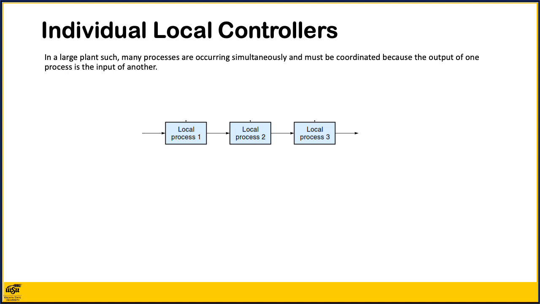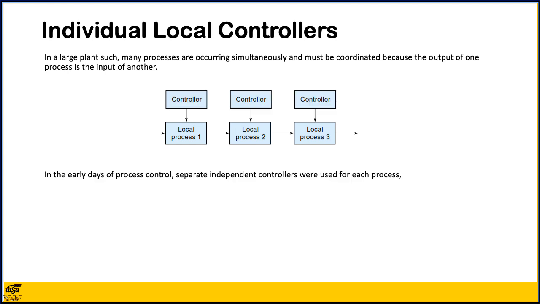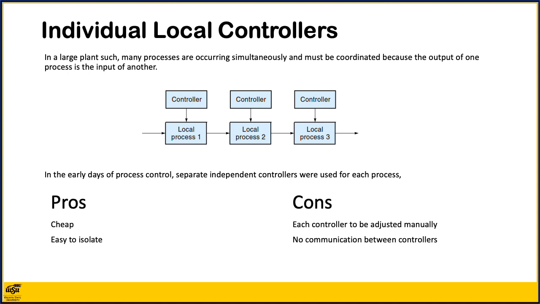In a large plant, such as a refinery, many processes are occurring simultaneously and must be coordinated because the output of one process is the input of another. In the early days of process control, separate independent controllers were used for each process. This system is cheap and easy to isolate for local maintenance if the process allows. The problem with this approach was that to change the overall flow of the product, each controller had to be adjusted manually. There was also little or no communication of data between controllers.